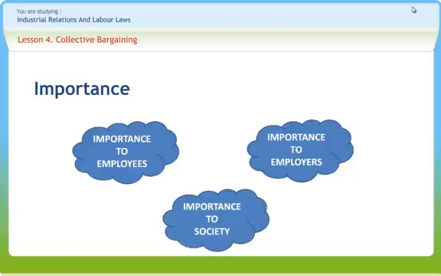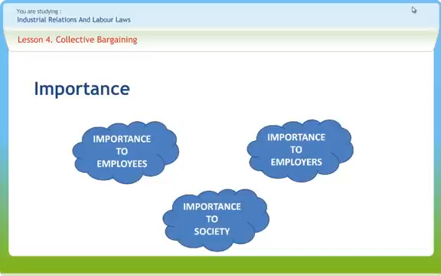Importance to employees can be stated as collective bargaining develops a sense of self-respect and responsibility among the employees. It increases the strength of the workforce, thereby increasing their bargaining capacity as a group. It helps in securing a prompt and fair settlement of grievances. It provides a flexible means for the adjustment of wages and employment conditions to economic and technological changes in the industry, as a result of which the chances for conflicts are reduced.